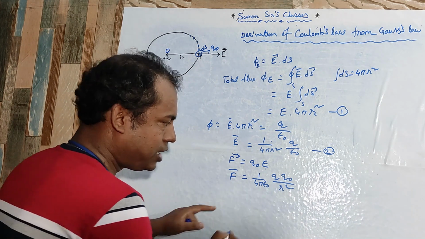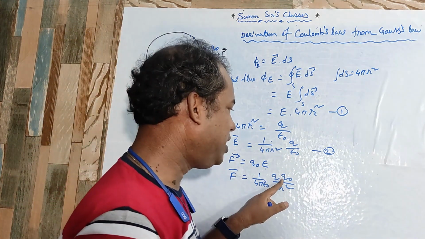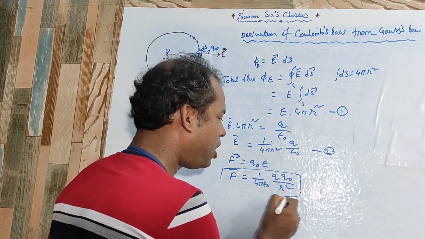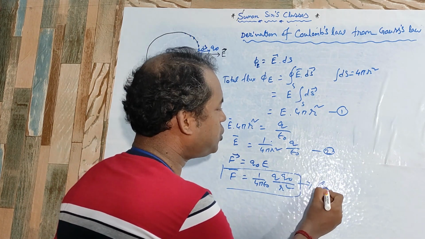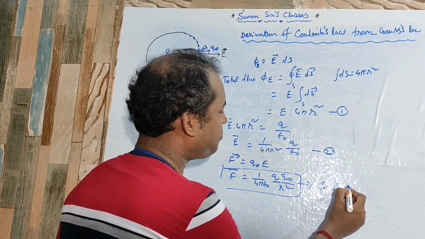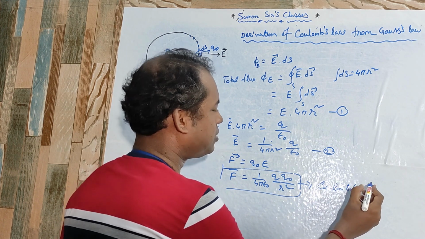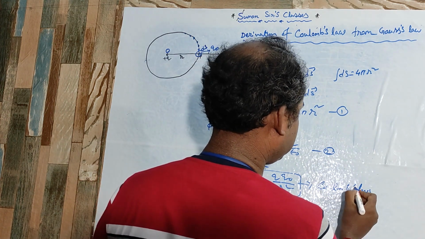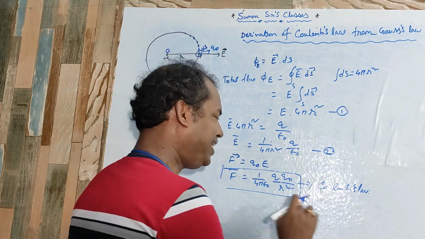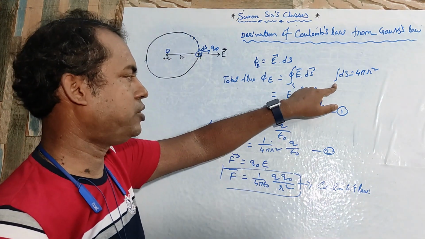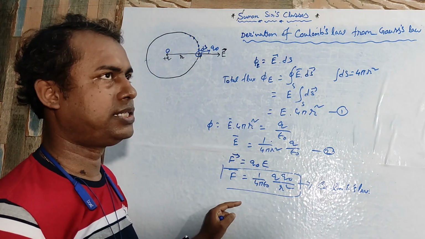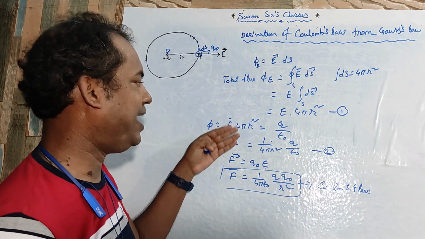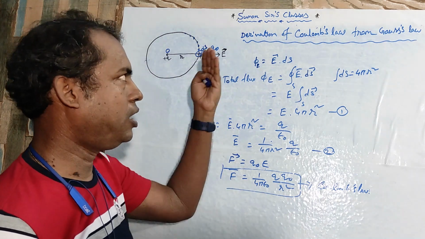Now just check it out: 1 by 4 pi epsilon naught Q into Q0 by r square. This is the Coulomb's law. So by using Gauss's theorem, we can easily derive Coulomb's law. In this way, we can calculate the value of Coulomb's law from Gauss's law.